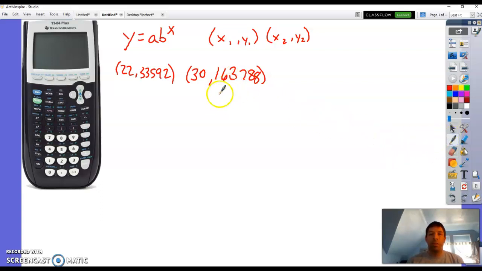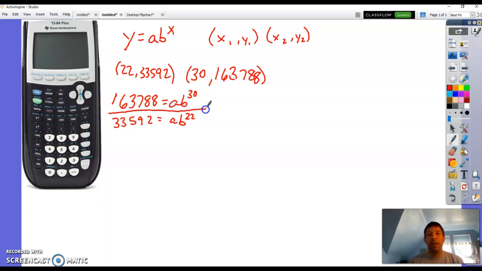Now we want to plug those two values into our equation up here. I'm going to start with the bigger x value. So y is 163,788 equals ab to the x, where x is 30. For my other equation, y is 33,592 equals ab to the 22. And then remember, to solve a system of exponential equations, we divide them.